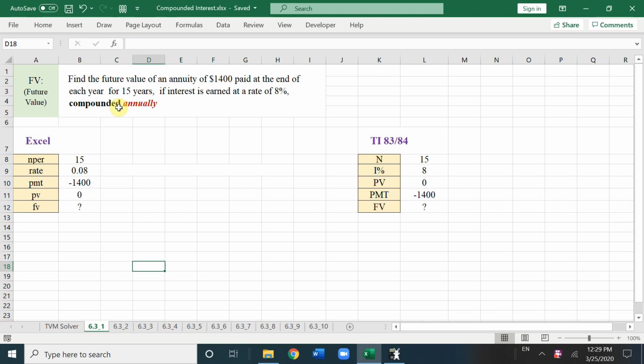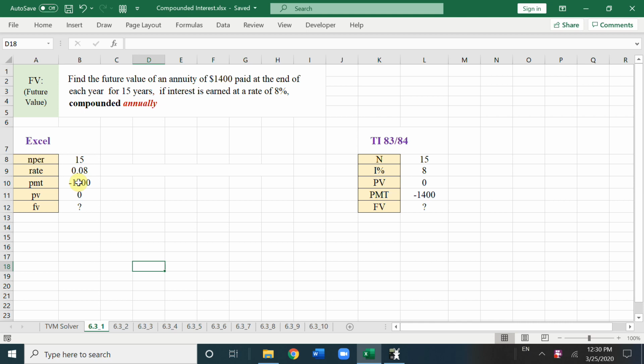Now let's do some examples. You need to focus on the keyword right behind the compounded. Here it is annually. This is the simplest. So based on the question, we input those arguments. Be careful with the rate. In Excel, you need to put 8%, 0.08. But for the TI-84, the I%, because you already have the percent symbol, you need to put 8, not 0.08.